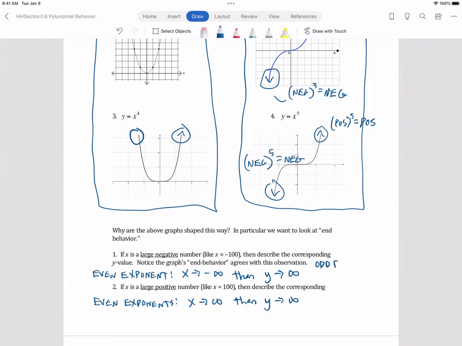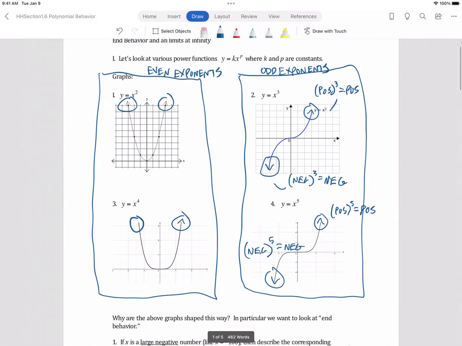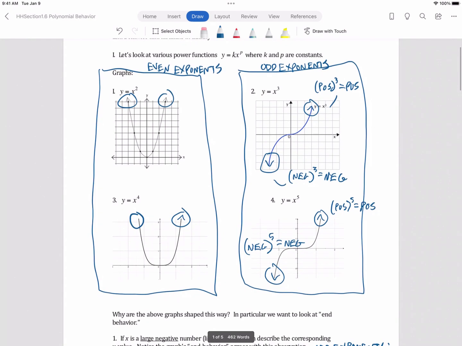Let's do this same work, but for odd exponents. As x goes to negative infinity, what happens when there's an odd exponent? What we get is y goes to negative infinity. And also, if I have an odd exponent, if x goes to positive infinity, then y goes to positive infinity. And that's what we call end behavior of our power functions.